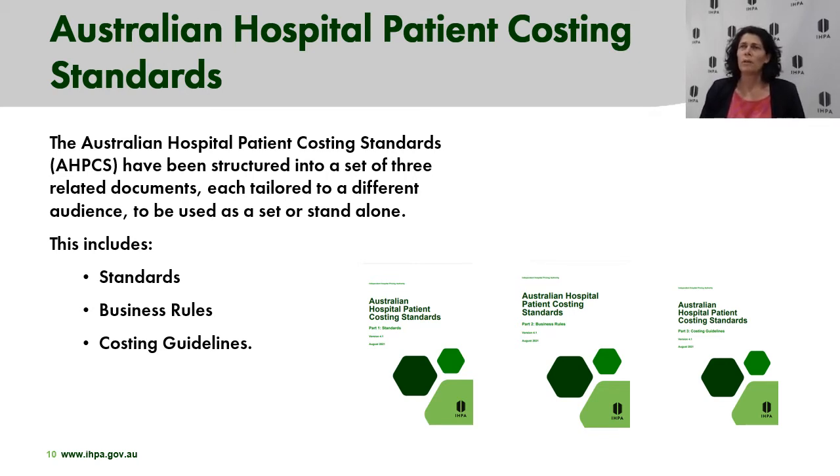So the AHPCS have been structured into a set of 3 related documents. There's standards, business rules, and costing guidelines. And each of these documents is tailored to a different audience. And they can be used as a set or standalone. They can be used to understand the overarching principles or applying those principles in the hospital setting.